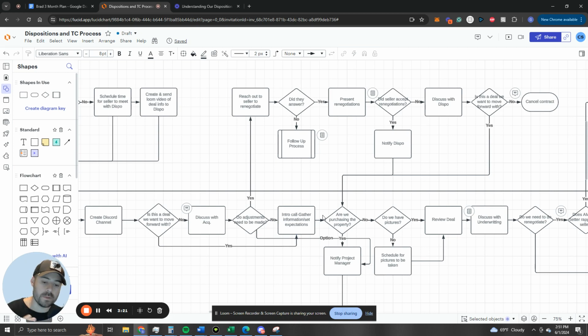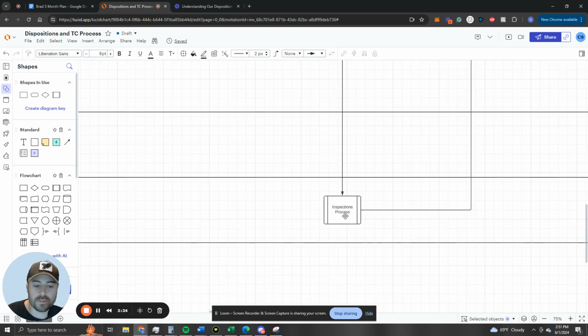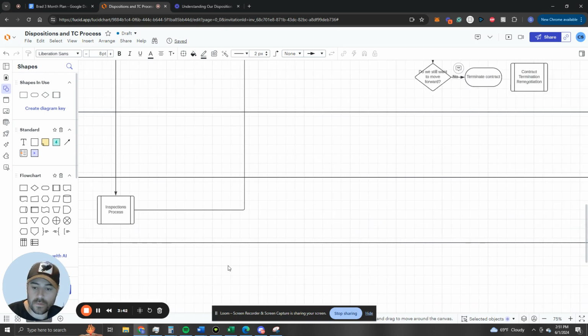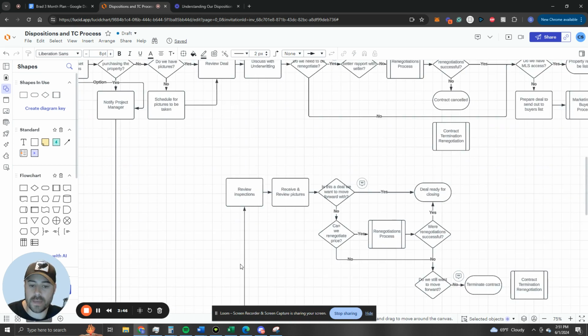The next thing we determine: are we buying this property? If we are, which probably happens 20% of the time, then we have to notify the project manager. That is Parker right now, currently as of June 1st, 2024. The project manager has his own process he needs to do. After he does an inspection process and sets stuff up, it comes back to us.